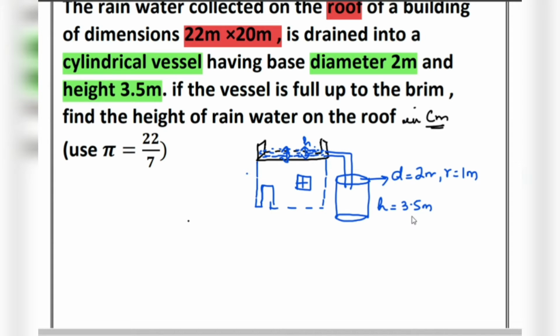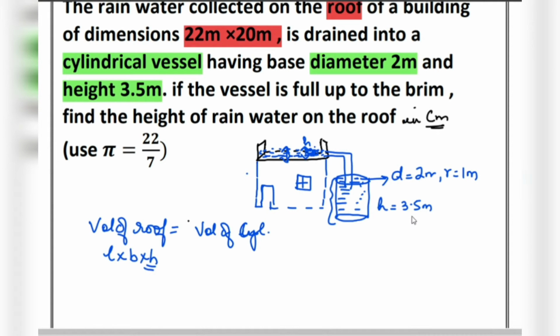Okay children, so volume of water collected on the roof is equal to volume of water rainfall in volume of cylinder. So here the question says whatever rain water is collected on the roof, it is filled up to the brim. That means the total volume of the cylinder. So volume of roof here is L into B into H. This height only we have to find out. And the volume of cylinder is pi r square h.